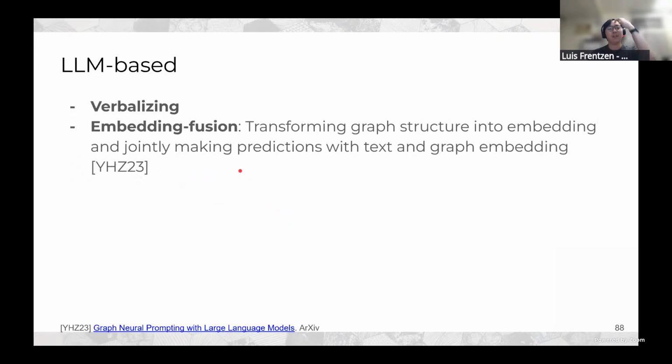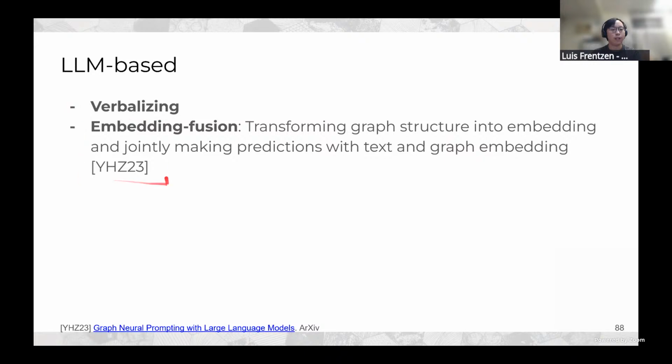Okay, so I think we go with the easiest one first, the LLM-based. Of course, first you can do verbalizing. This is the easiest option. Maybe you paste the text representation of the graph and then you ask an LLM to make deductions based on this. Or maybe you first ask it to make a paragraph out of this knowledge graph and then use that as context. So it's really straightforward.